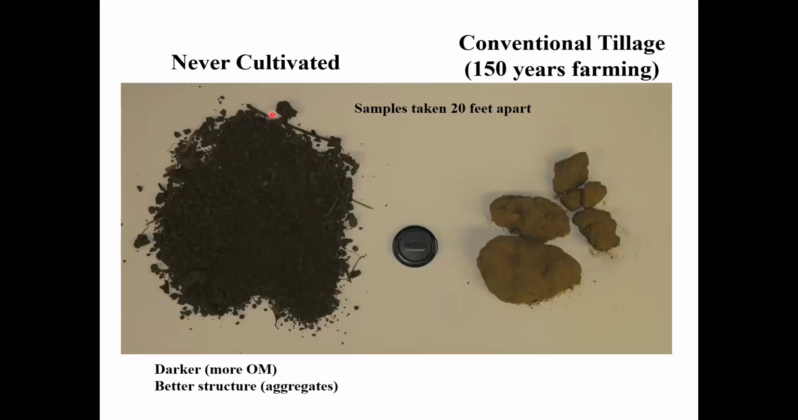So if we look at two side-by-side soils that were the same 150 years ago, this is from a forest preserve, actually Genoa Woods in the watershed. This soil was never farmed.